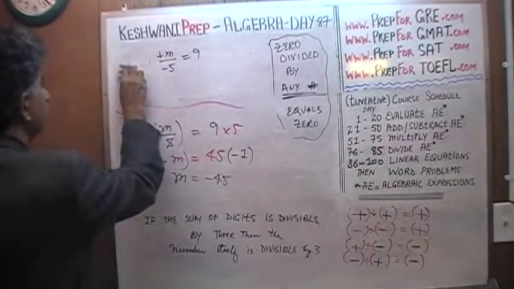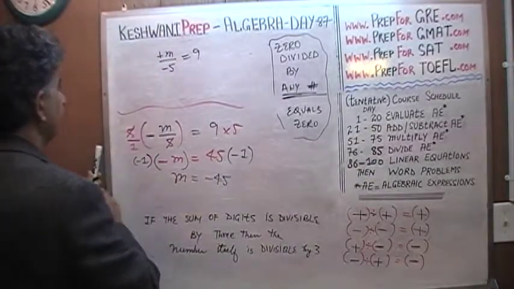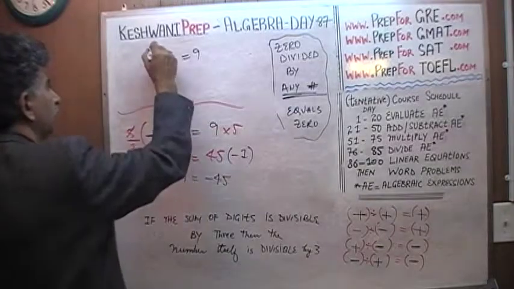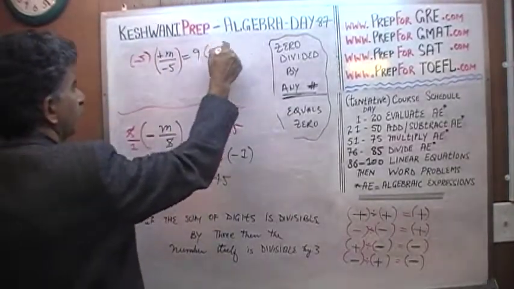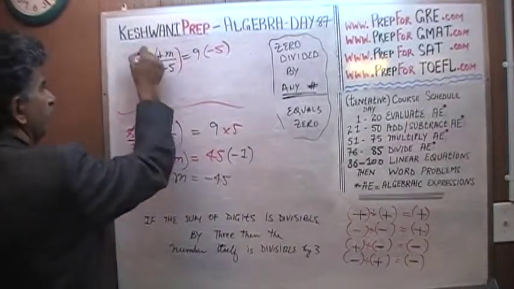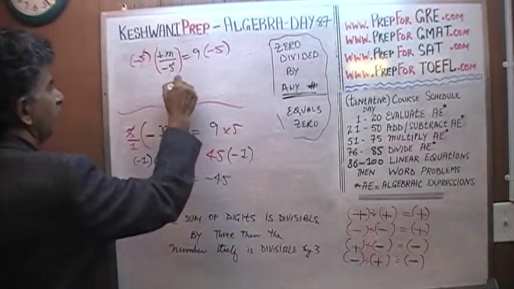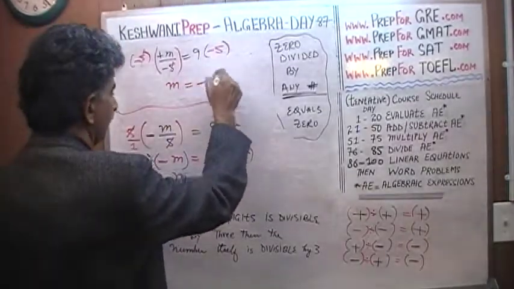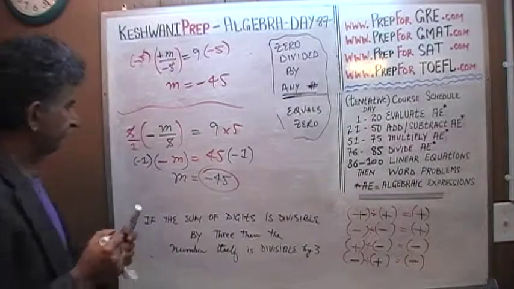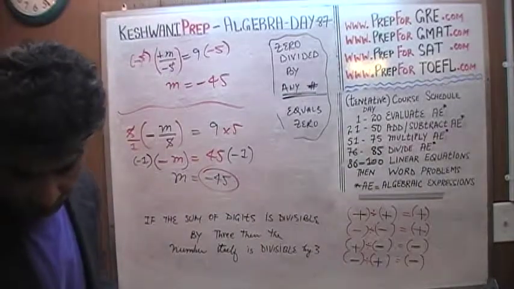Now it's easy to see. Multiply both sides by negative 5. Multiply this side of the equation by negative 5, multiply this side of the equation by negative 5. This negative 5 cancels out with this negative 5, and m equals 9 times 5 with a negative sign, negative 45. Voila. This was number 7. Let's go to the next one.